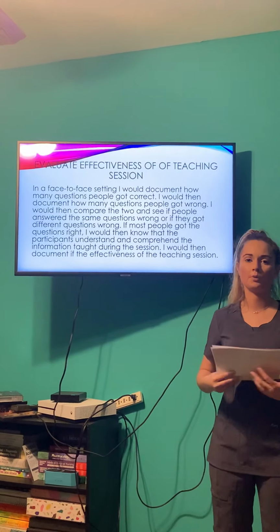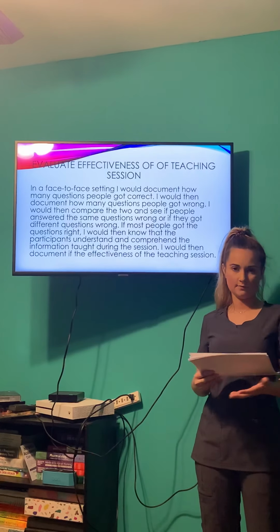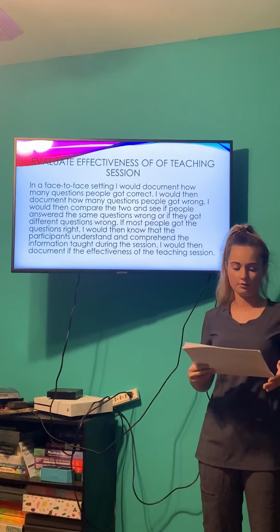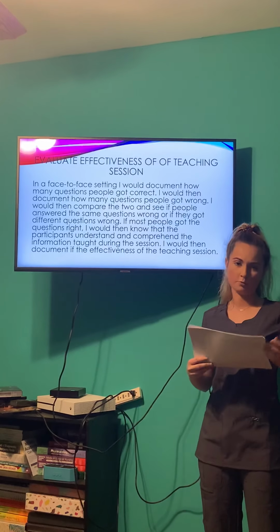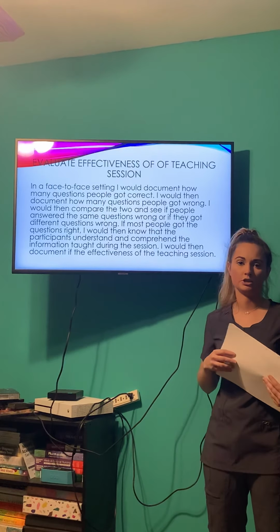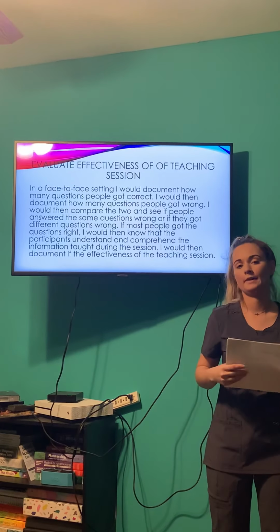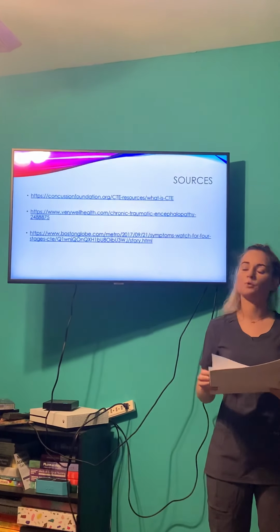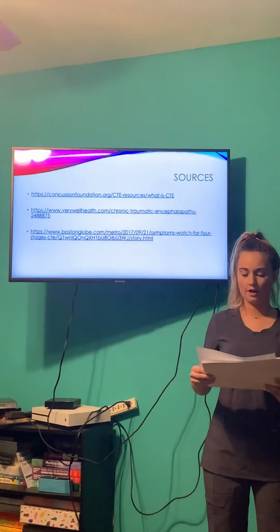So to evaluate the effectiveness of the teaching session, in a face-to-face setting, I would document how many questions people got right. I would then document how many questions people got wrong and compare what I found. If most people got most of the questions right, then I would document that this teaching session was effective. If most people got the questions wrong, I would document that this teaching session was not effective at all. And if it was effective, then I know that the participants have comprehended and they understand what I taught.